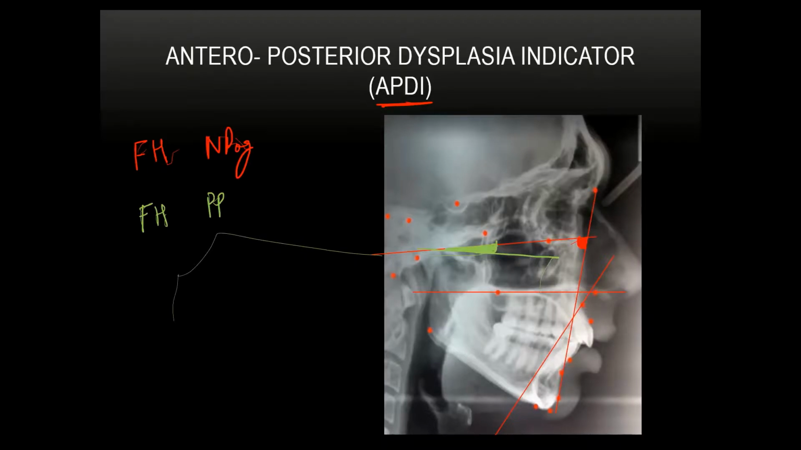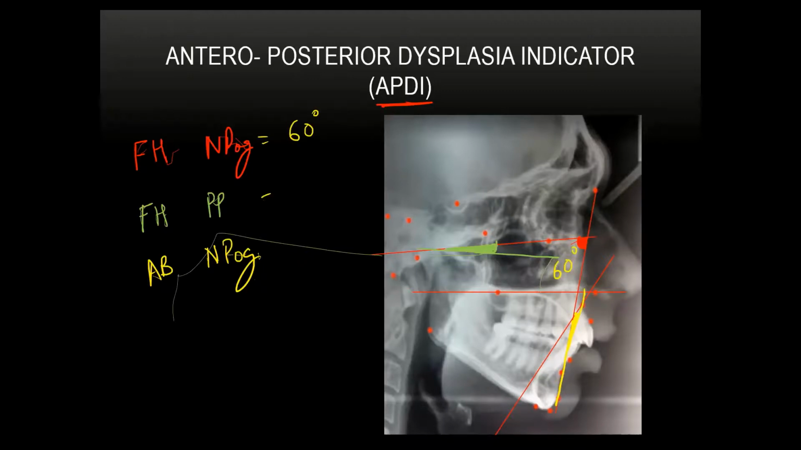And the third angle is AB and N-Pog. So N-Pog and a line A and B, this angle. So these are 3 angles that you need to see. And these 3 angles, what is the value? It is usually 60 degrees.